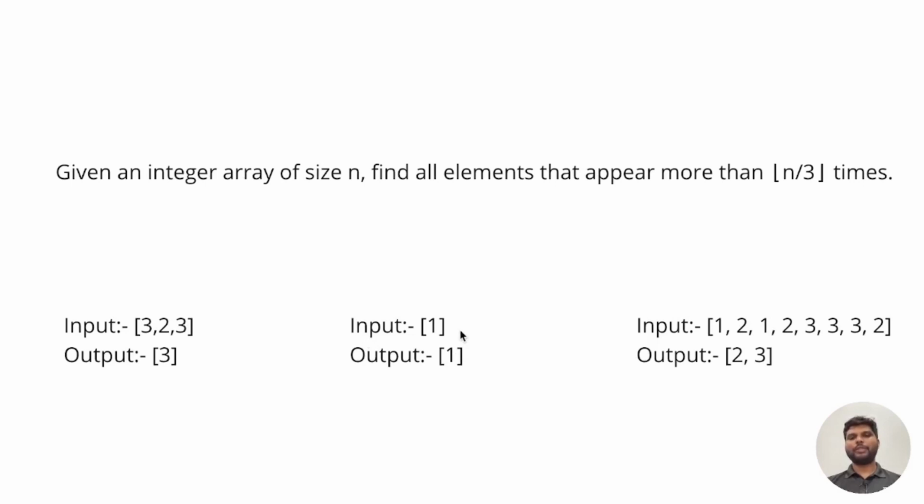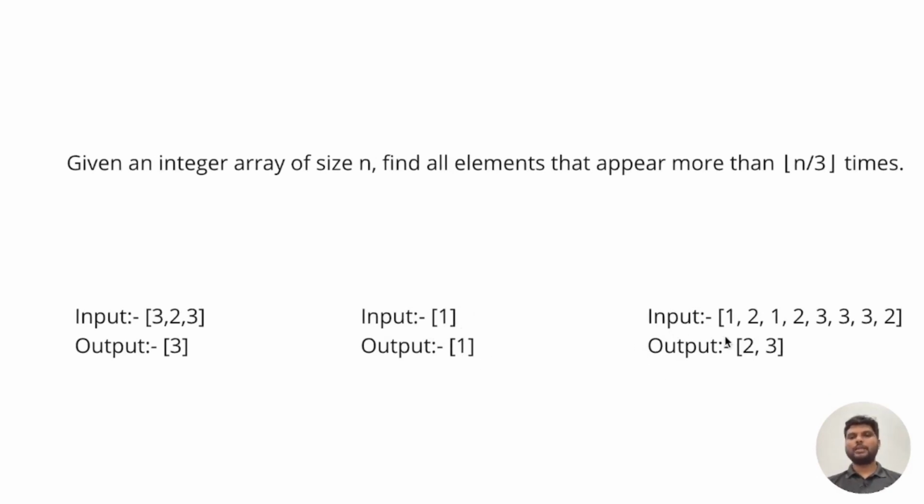Similarly, take an input with an array of 1 element. The length of the array is 1. Divide 1 by 3, we get 0 point something. So we need to take the floor of that, which is 0. And then we need to find all the elements which appear more than 0 times, which is this 1. It is appearing 1 time. So we need to return an array with the element 1.